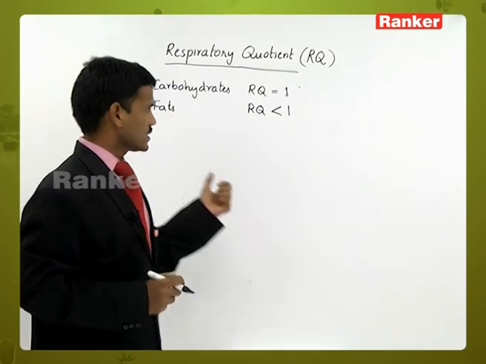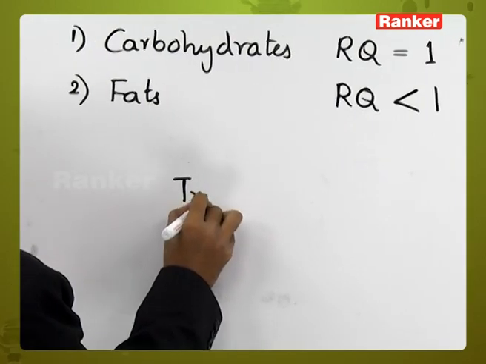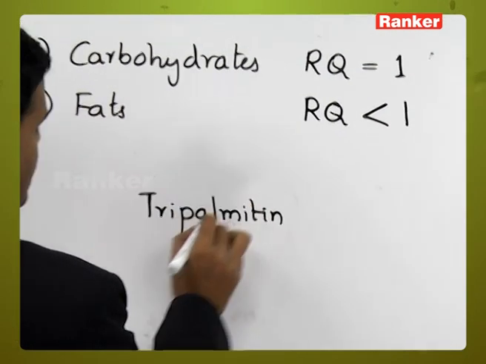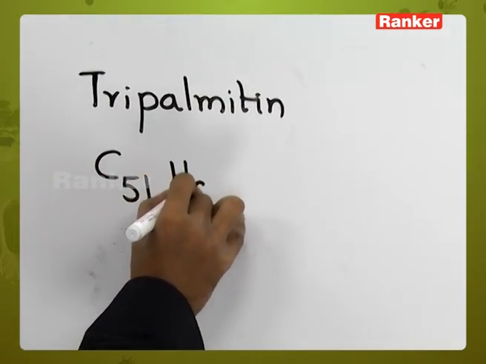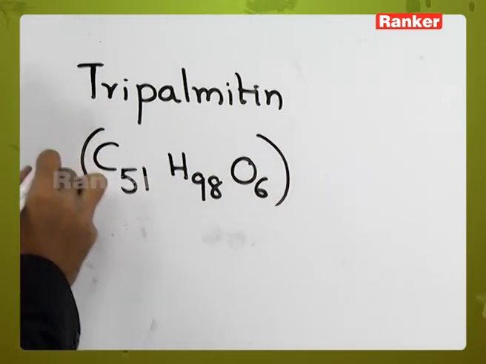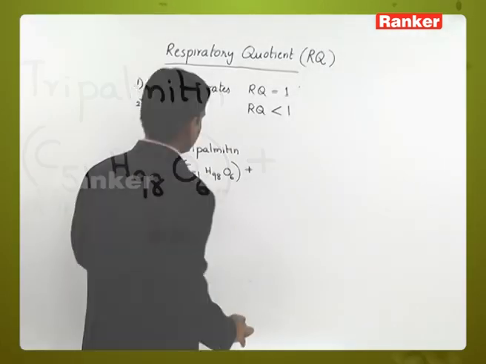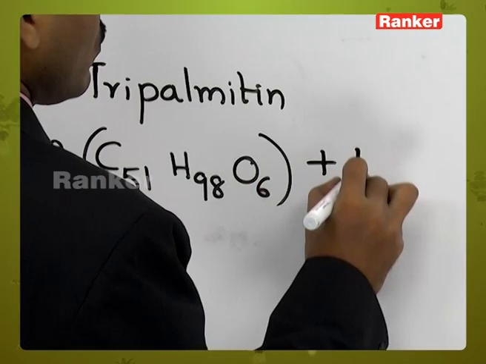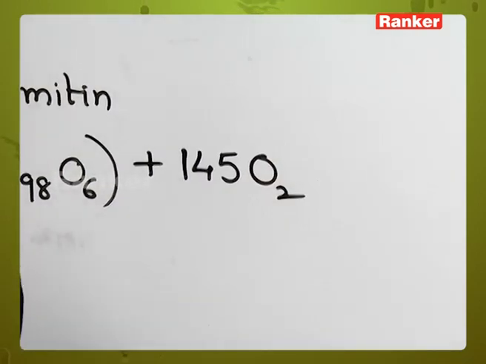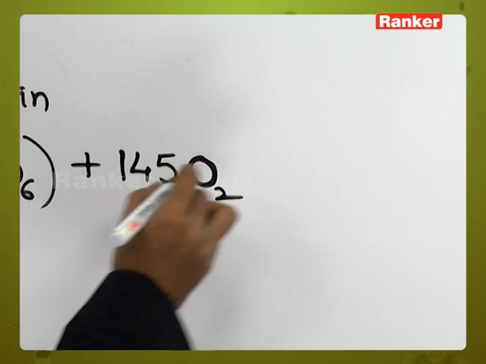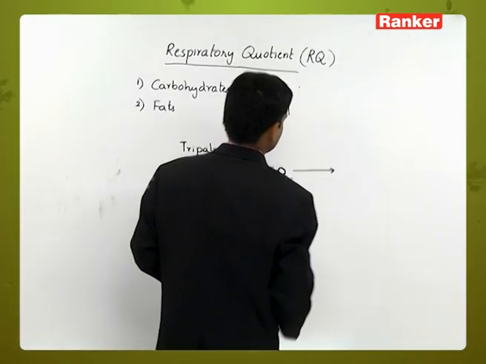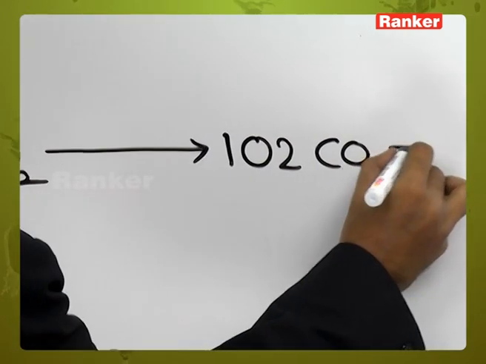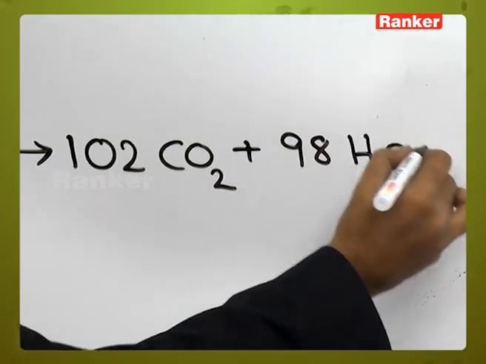Take one fat, tripalmitin, with the formula C51H98O6 taken twice. If tripalmitin is involved in aerobic respiration, 145 oxygen molecules are required, and only 102 CO2s are released, along with 98 water molecules and some energy.